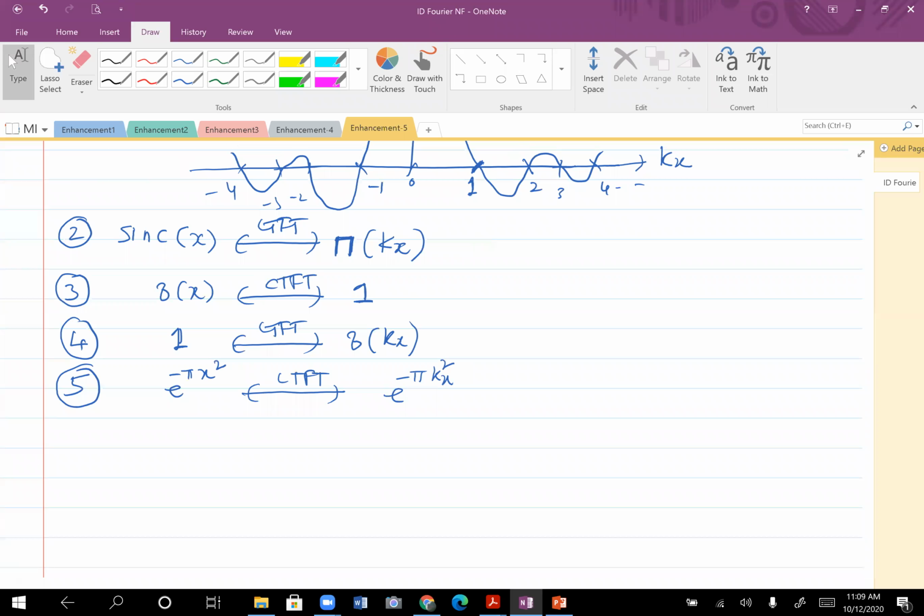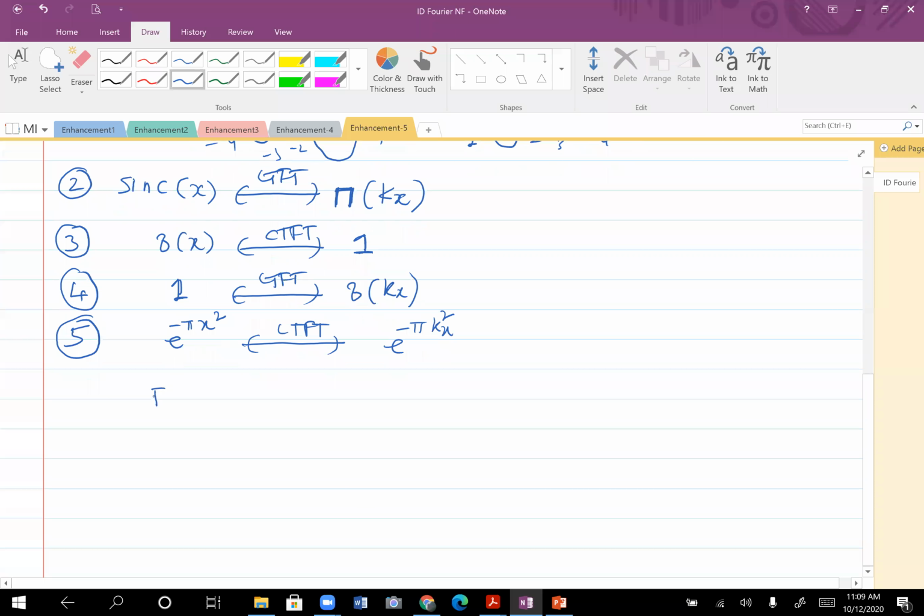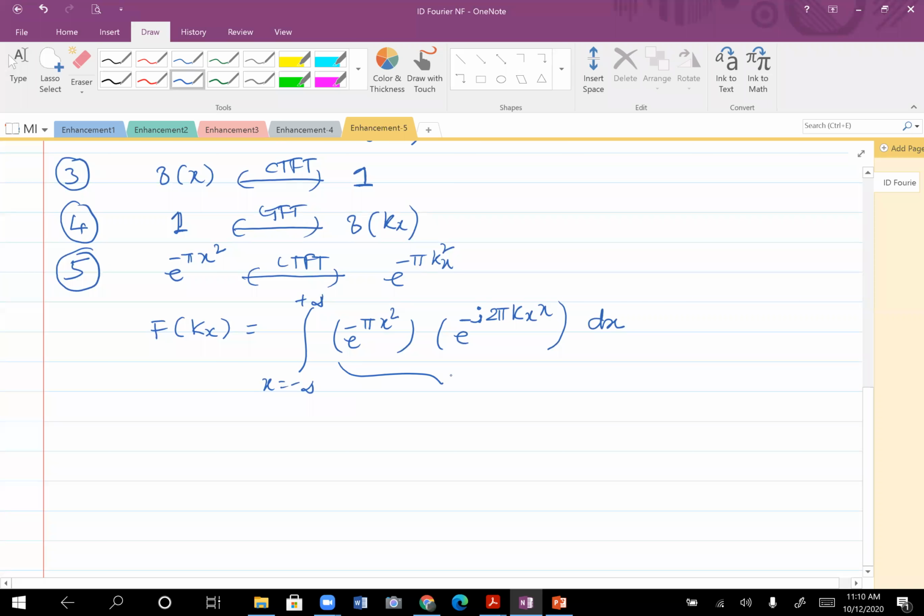Yes, sir. Okay. So what we need to do now, we need to find out the Fourier transform for this. The variable for us is x varying from minus infinity to plus infinity, e power minus pi x square multiplied with e power minus j 2 pi kx x, integrated with respect to the variable dx, right? So how could I write this out?